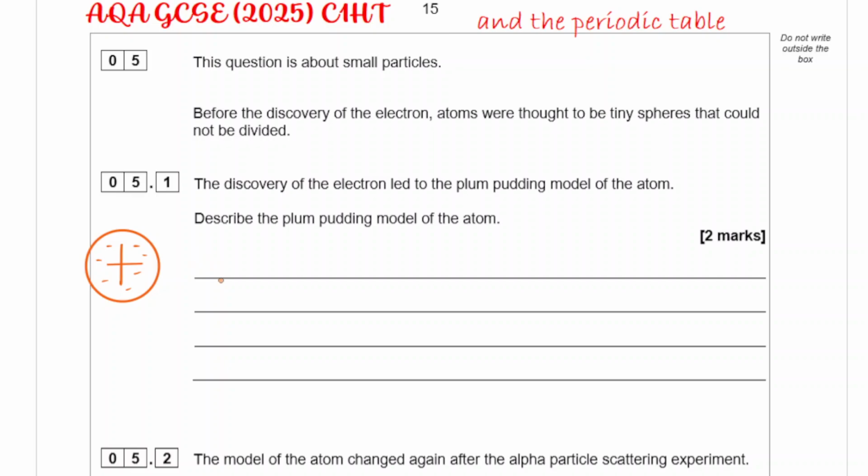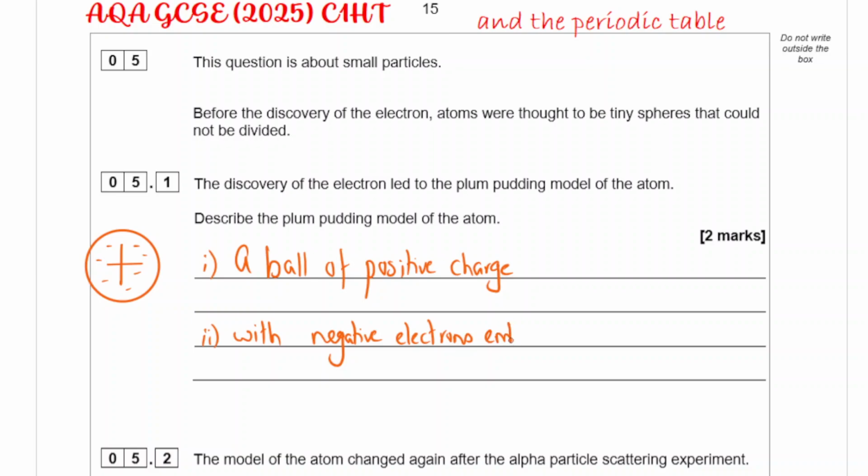So first point, a ball of positive charge, with, second point, negative electrons embedded in the ball of positive charge.